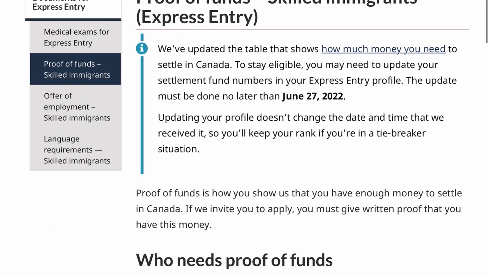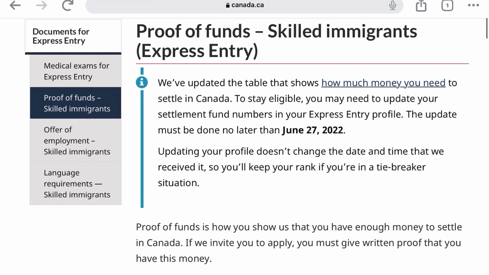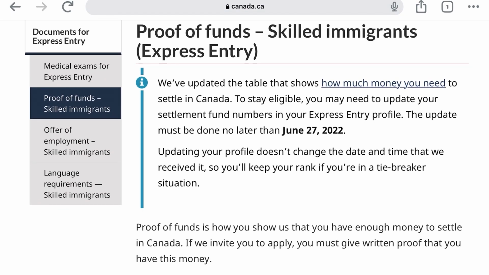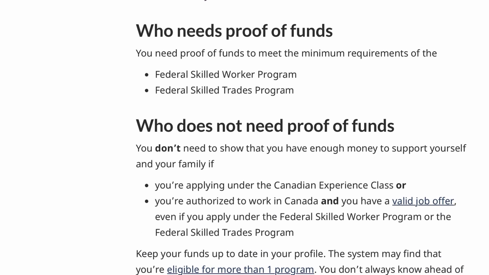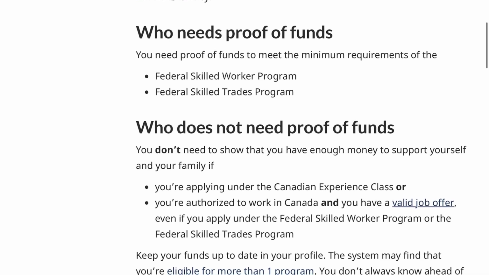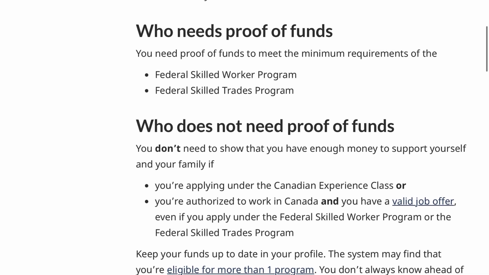So this is the landing page of the proof of funds for Express Entry. I'll put a link of this in the description. See here, who needs proof of funds and who doesn't need proof of funds. This is a very important aspect and a very important question that many applicants have, whether I need proof of funds for AOS. For AOS, you don't fall under this category, because AOS is not an Express Entry program. So you don't fall under the who needs proof of funds requirement, right? You are not an FSW or an FSTP, okay?